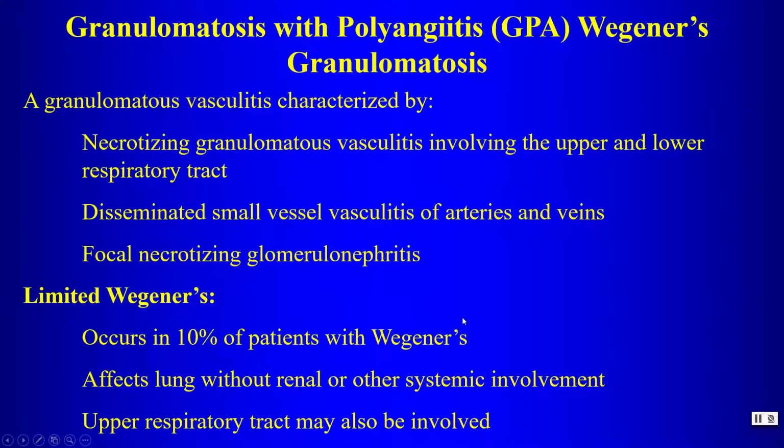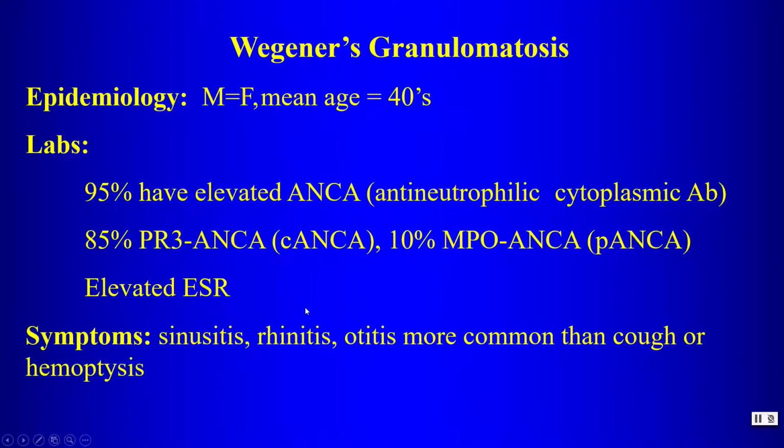So Wegener's granulomatosis is a granulomatous vasculitis characterized by involvement of the upper and lower respiratory tracts. There is a form called limited Wegener's, which can affect about 10% of patients. Here you can have lung involvement without renal or systemic involvement, and the upper respiratory tract might also be involved. So most of these patients will have elevated ANCA levels, and in most cases that will be elevated C ANCA levels, and they might have also upper respiratory symptoms.